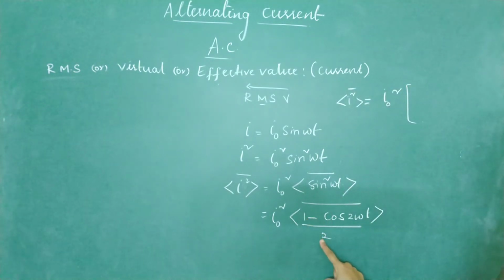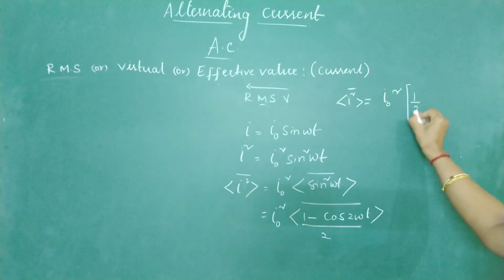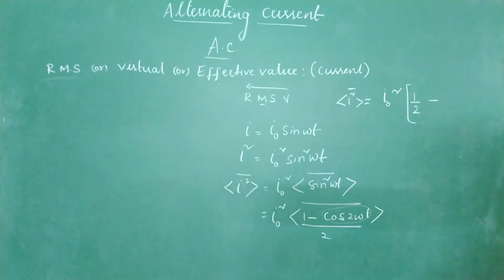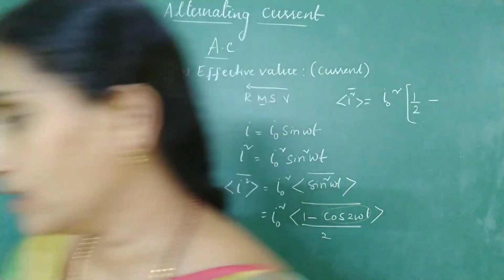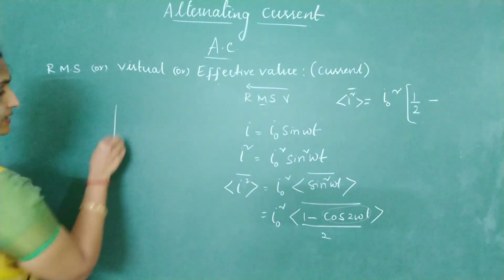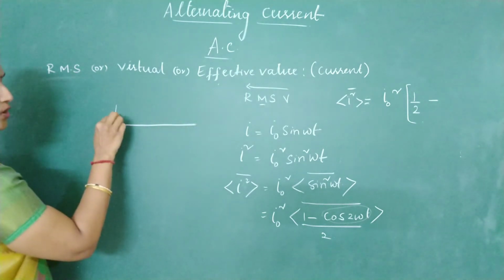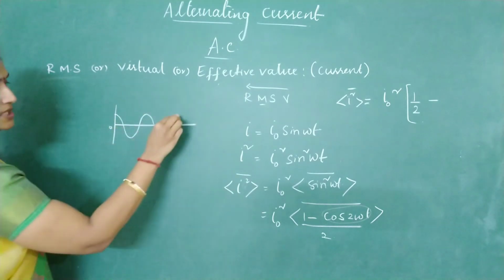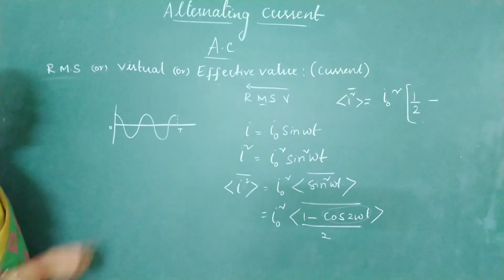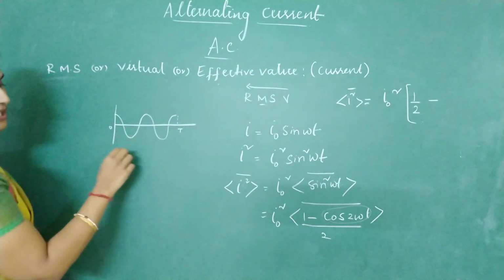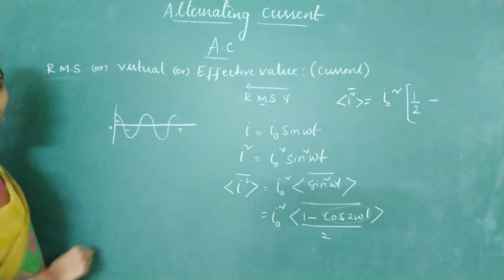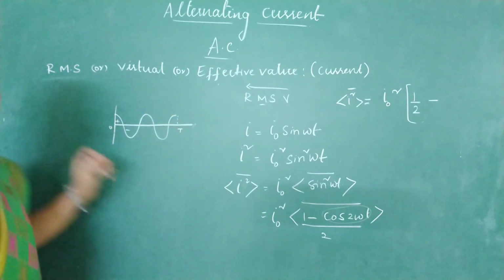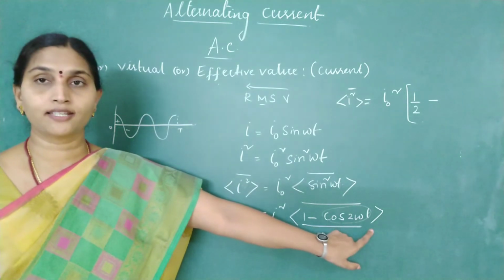Average of 1 by 2. Average of a constant is a constant. Minus average of cos 2 omega t. Just now I told you, the average of any sinusoidal or cosine function for one complete cycle is 0. So look at the cos 2 omega t graph. This is how it will be. In one time period it has a frequency of 2 omega. What is the average of all these values? For every positive value you have a negative value. The average of any cosine function for one complete time period, or average of cos 2 omega t, is 0.